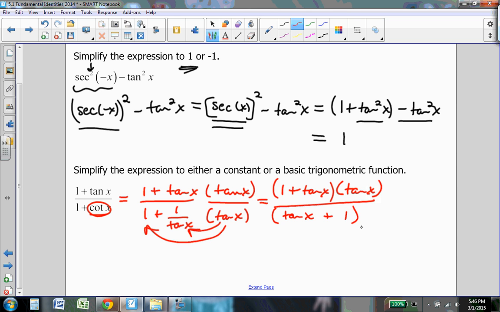And now you might be able to see exactly why we did that. I have the quantity tangent of x plus 1 here, and I have the same quantity as a factor in the numerator as well. They divide to 1. Therefore, we are simply left with the tangent of x.